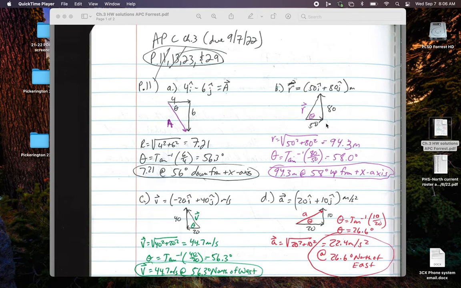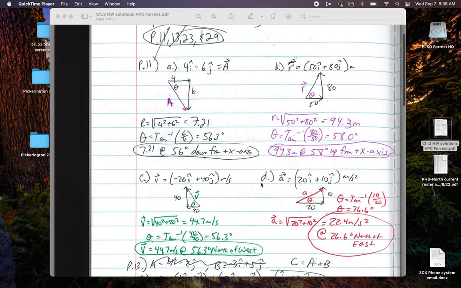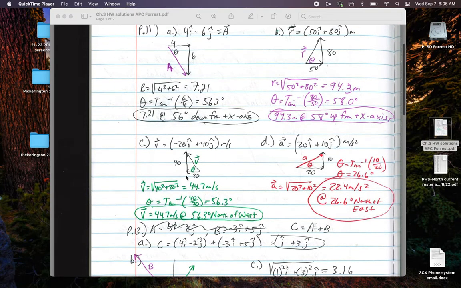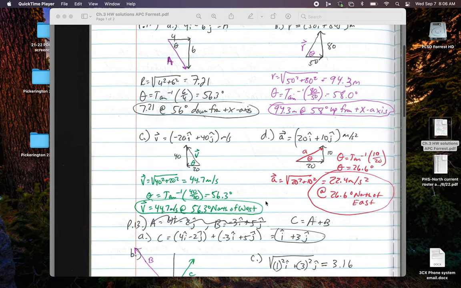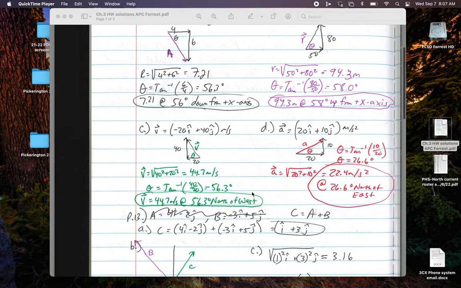Same sort of thing here, drew it out. Resultant 94.3 meters, 58 degrees up from positive x-axis or north of east. C, we're going west and then north, or you could have drawn north and west, doesn't matter. 44.7 meters per second at 56 degrees north of west, because it's the same ratio here, the sides, 2 to 1. And here we got 20 to the east and 10 north, so we got 22.4 meters per second squared as our resultant at 26.6 degrees north of east.